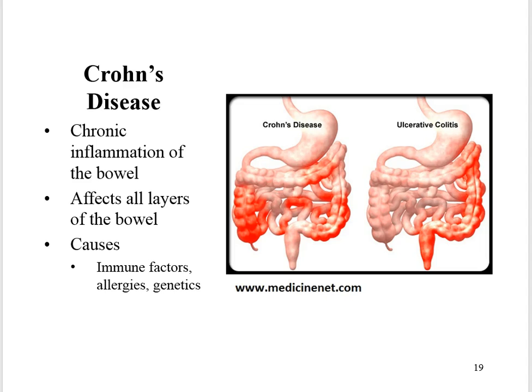Crohn's disease. This is a chronic inflammation of the bowel. It affects all layers of the bowel. Causes are immune factors, allergies, genetics. The inflammation can cause holes and sores in the bowel walls because the inflammation also affects the outer intestinal walls. The loops of bowel may attach to each other.